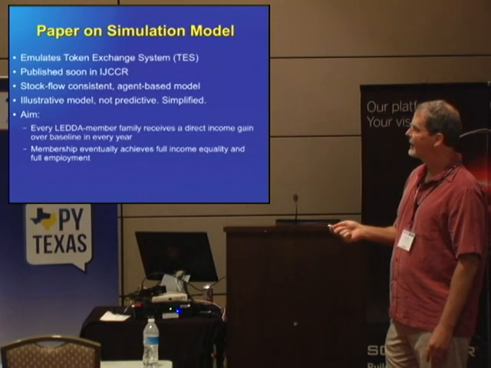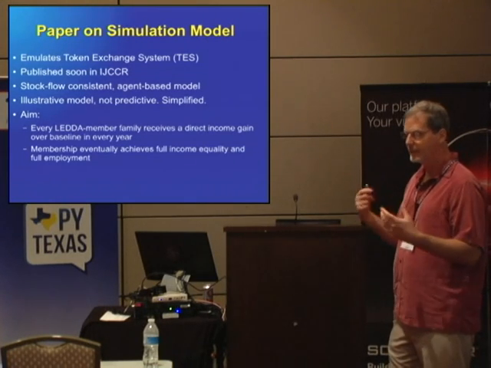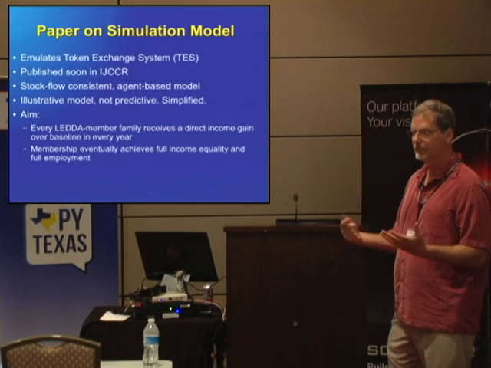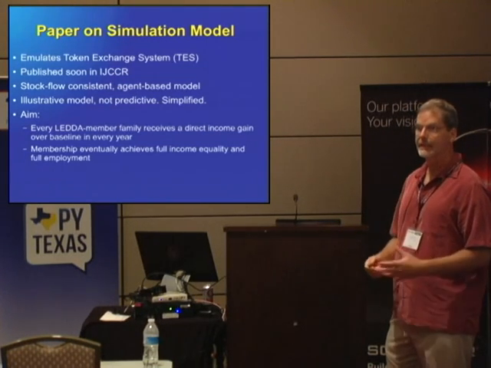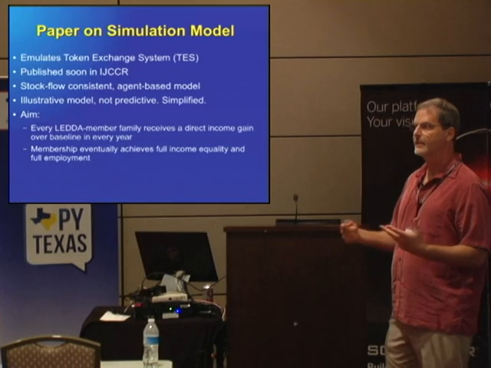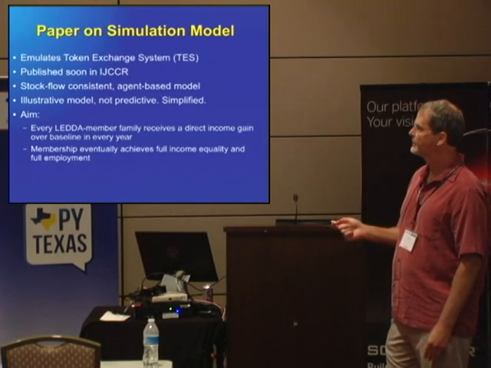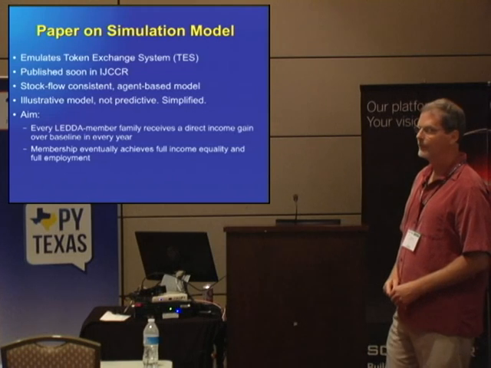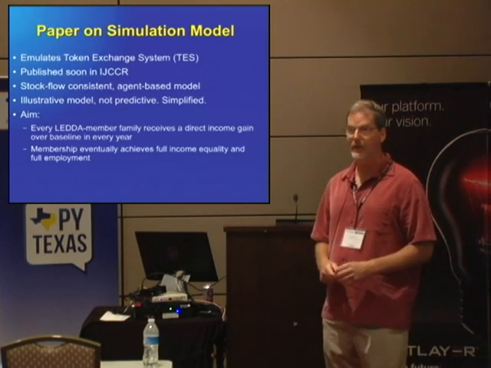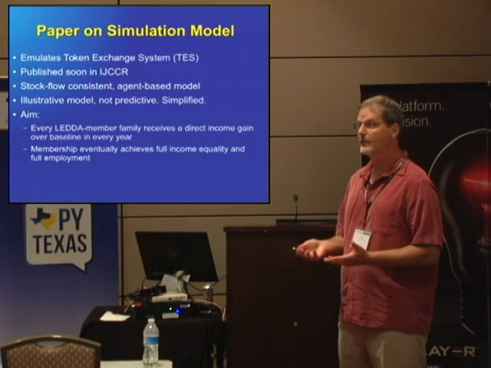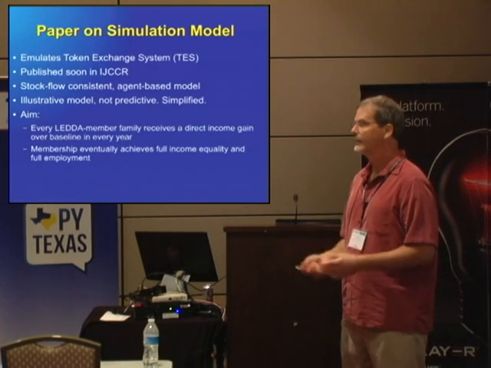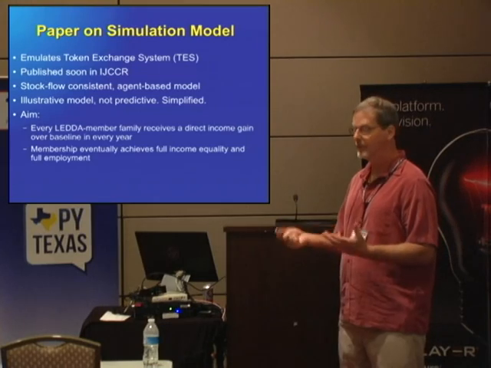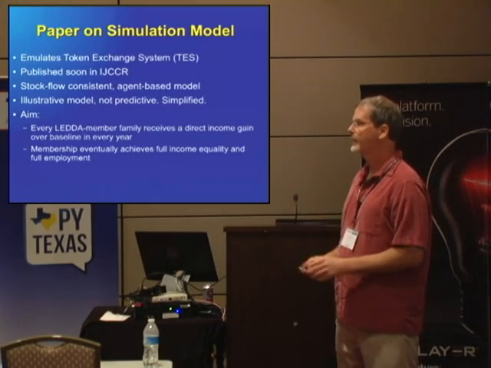The aim of the paper is to create a stock flow consistent model such that every LIDA member family receives a direct income gain over baseline in every year. This is a participatory system. No one is required to join a LIDA, but for those who do, the idea is every single family that joins sees an income increase in every year over baseline. And further, the membership eventually achieves full income equality and full employment. When I say full income equality, I mean across the board for every family, regardless of its employment status. So if a family is not in the workforce or is unemployed, this covers all families equally.